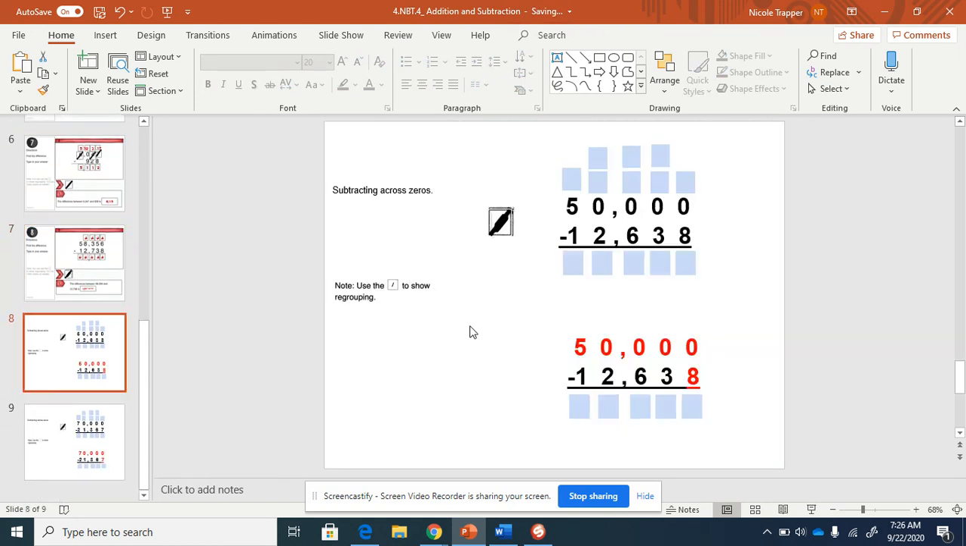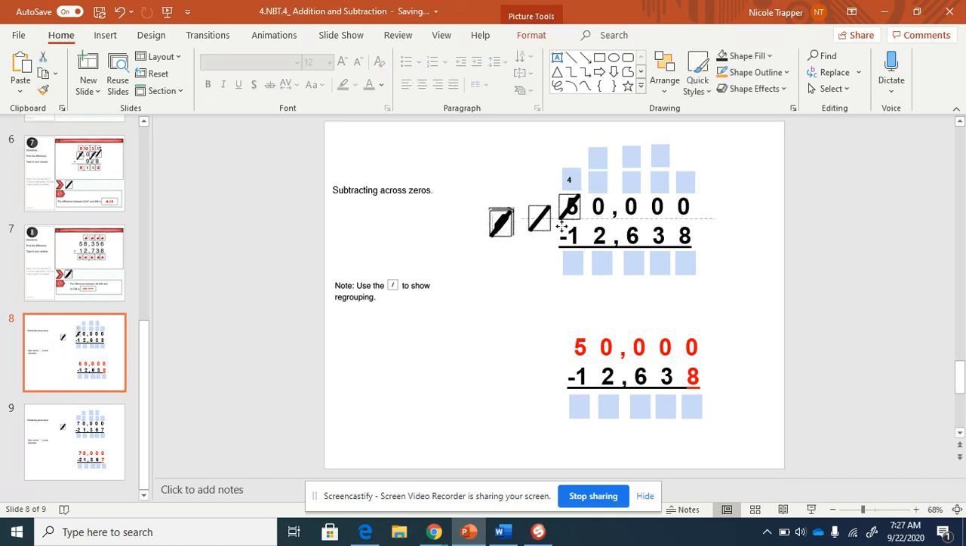Lastly, we're going to review how to subtract across zeros. So I'm going to show you 2 different strategies. The first strategy includes a lot of regrouping. So I can't take 0 from 8, I can't take 0 from 3, I can't take 0 from 6, I can't take 0 from 2, so I have to come all the way over here and cross out my 5. When I cross out my 5 in the 10,000s place, I will have 4 10,000s left.